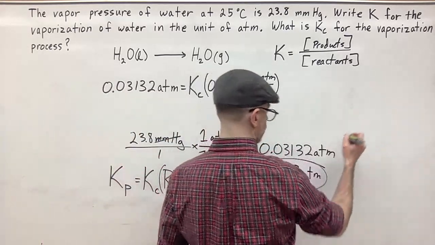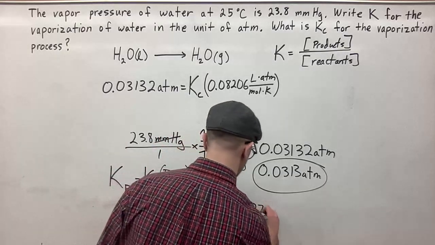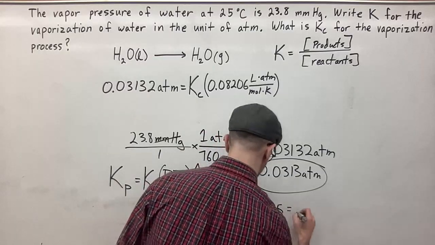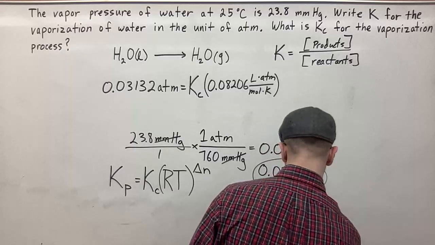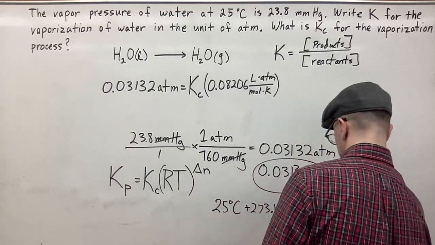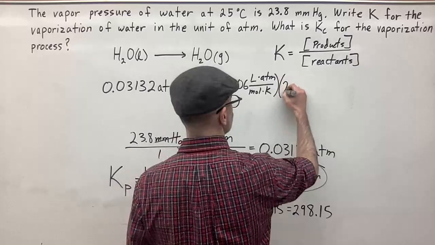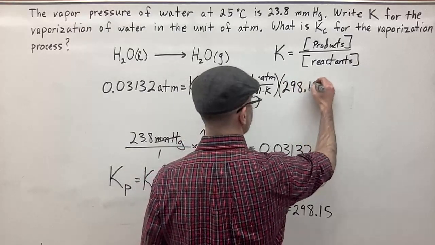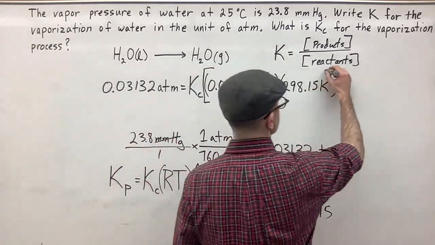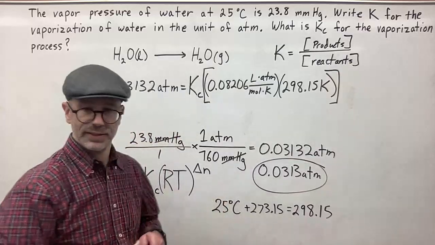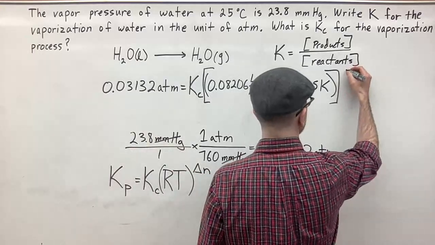So I'll write it down here. 25 degrees Celsius plus 273.15 is going to give us 298.15 Kelvin. Okay, so let's put that under square brackets because then we're going to have our delta N. So I need my delta N here.